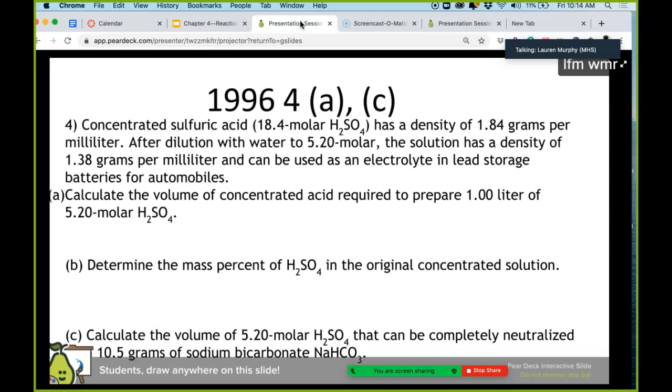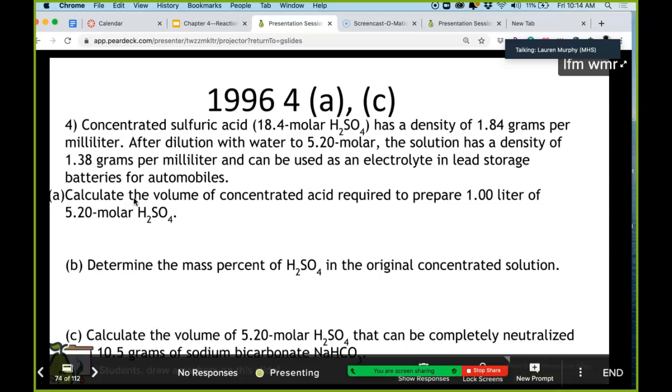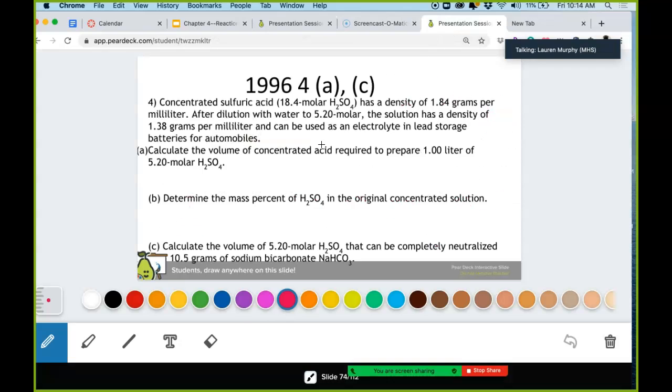So concentrated sulfuric acid, and they give you a whole bunch of information about it. Part A asks you to calculate the volume of concentrated acid required to prepare a volume and a molarity of diluted acid. So this first part A is just dilution. This is M1V1 equals M2V2. So what's the molarity? I have 18.4 molar. What volume? I don't know. That's what I'm solving for. What's the new molarity they want? 5.2 molar. How much do they want of it? 1 liter. So you take and you divide both sides by 18.4 molar.